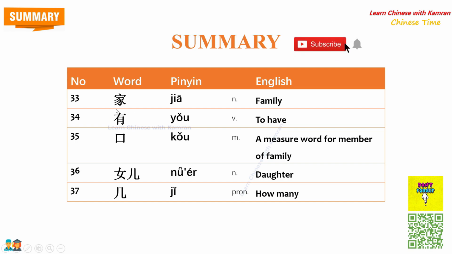有 shows some possession. If you have a computer, you can say 我有电脑, I have a computer. 电脑 is a computer. 电脑我有什么什么什么, I have something. You can always add. So 有 is to have. 口 is another important word.